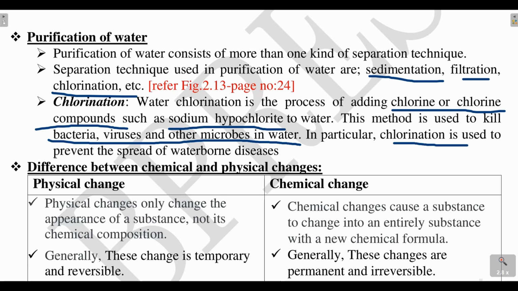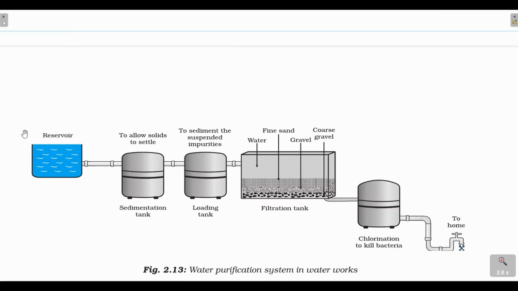So let's see the figure given on page number 24, figure 2.13. Here, you can see this is the reservoir which contains impure water. This impure water passes through the sedimentation tank, which allows solids to settle down. That means the bigger particles get settled down by the process of sedimentation. Sedimentation is just the deposition of the denser particles from a mixture.